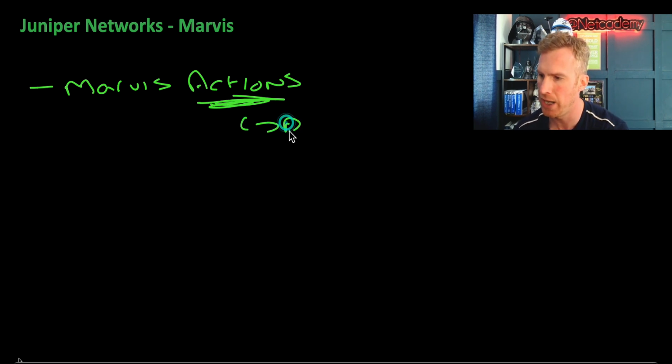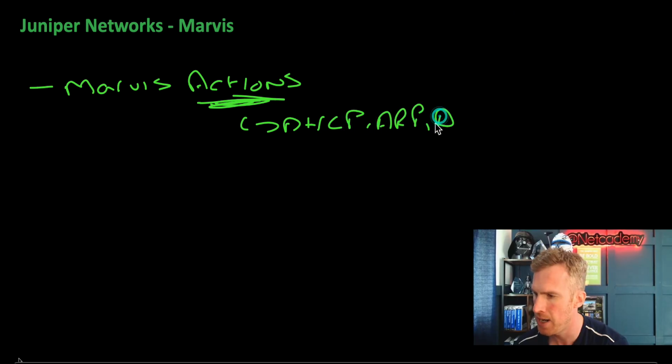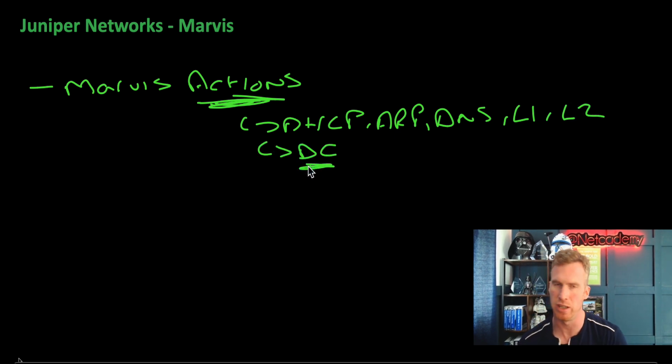And just for example, that could be DHCP, or it could be ARP, or it could be DNS, or it could be layer 1 issues, or maybe even layer 2 issues. And recently, as I said, there's also been data center integration as well. So this is very, very powerful.